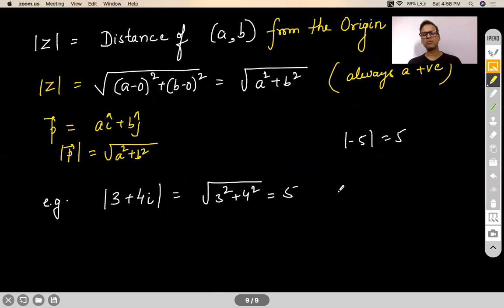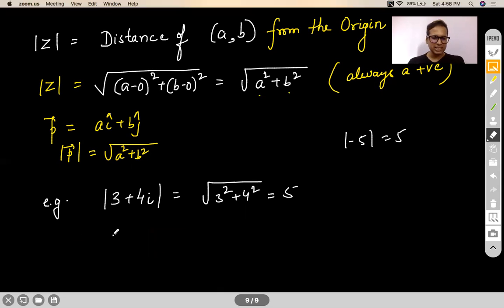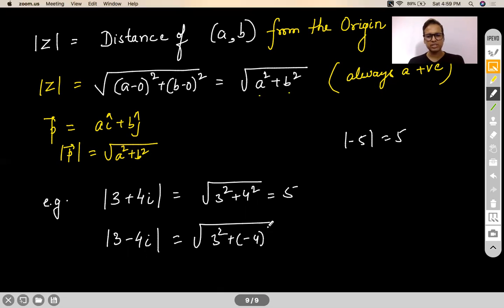One mistake which I would like to point out here, you may also end up doing the same mistake. Please do not do under root of 3 square plus 4i square. This is not what I'm trying to tell you here. It is just a square plus b square. It is not a square plus bi square. If you do this, it will be wrong. This is not your mod z. Please don't get this wrong notion in your mind. So even if somebody says what is the modulus of 3 minus 4i, it is still going to be 3 square and minus 4 square, which is going to still give you a 5.